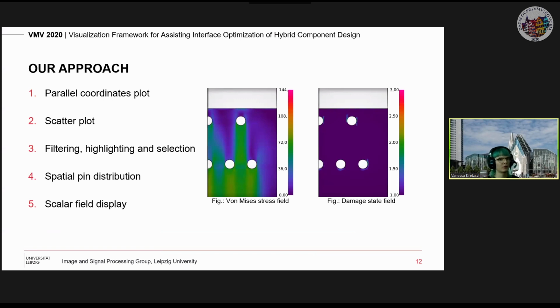And the last thing we included was a scalar field display. There's not a lot to say about it, besides that we intentionally used rainbow color maps, since engineers were familiar with this kind of transfer function, although we know about its drawbacks.